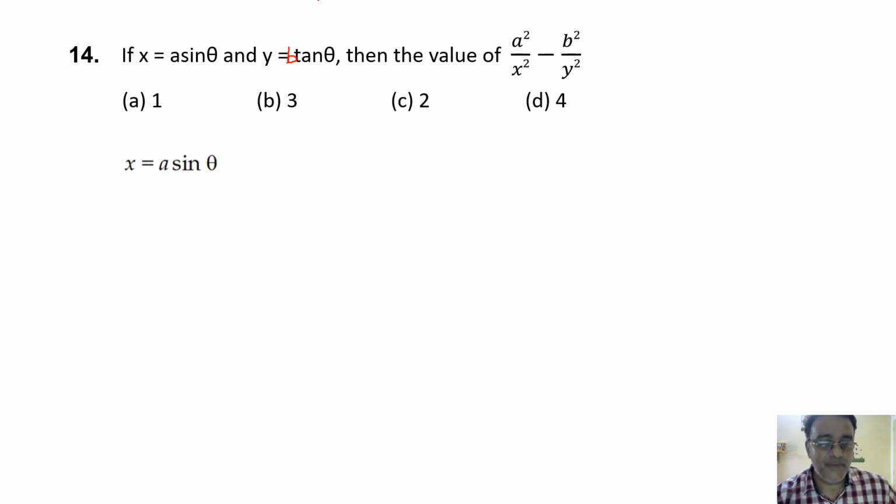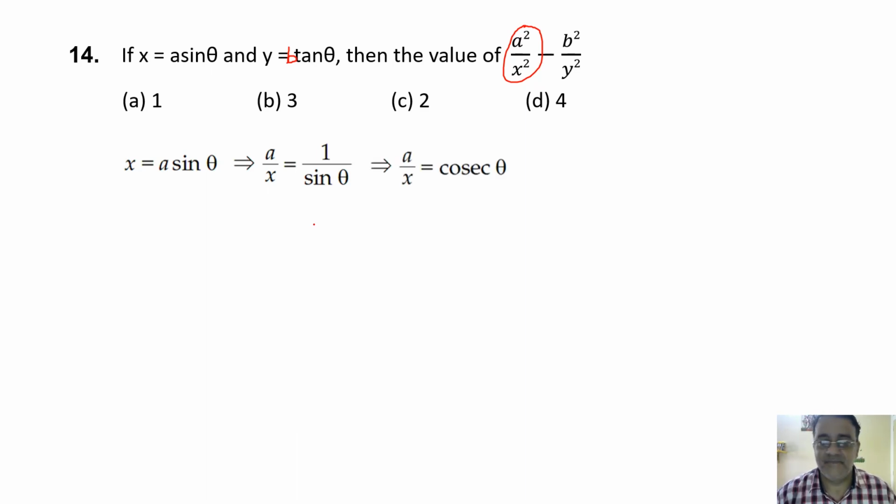So yahan pe a upon x kya aayega batao? a upon x, because we require a upon x. 1 by sin theta. And what is 1 by sin theta? Cosec theta. Very good. Same thing we will do with this one.